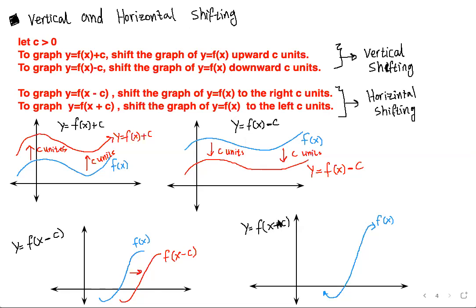Christopher said we shift to the left. This is true. Why? By using this property. To graph y equal f of x plus c, we shift the original function c units to the left. So we shift this one c units to the left like this. So the graph will be something like this. Here it goes down, up, yes. So this is f of x plus c.